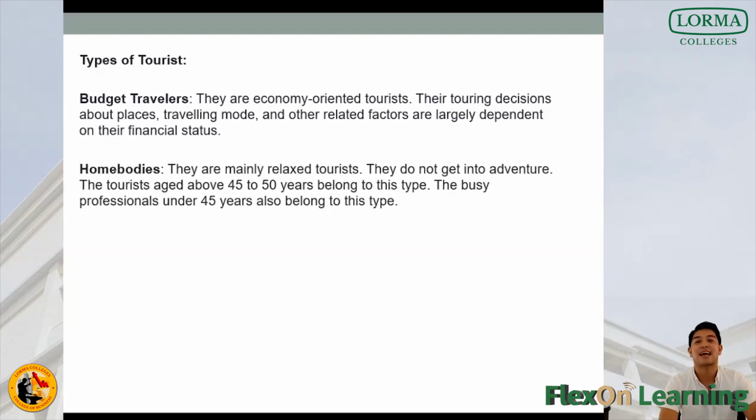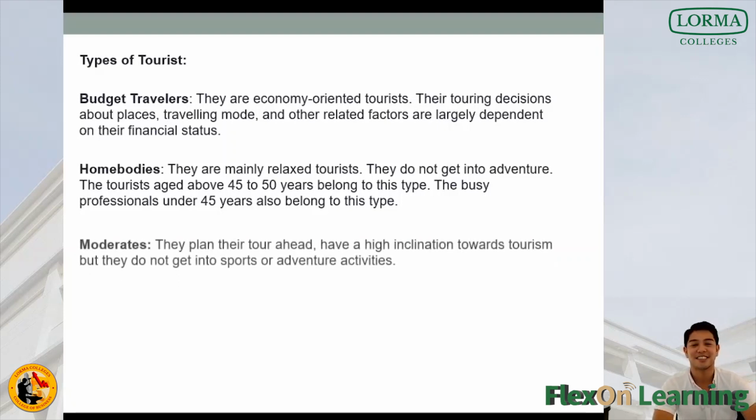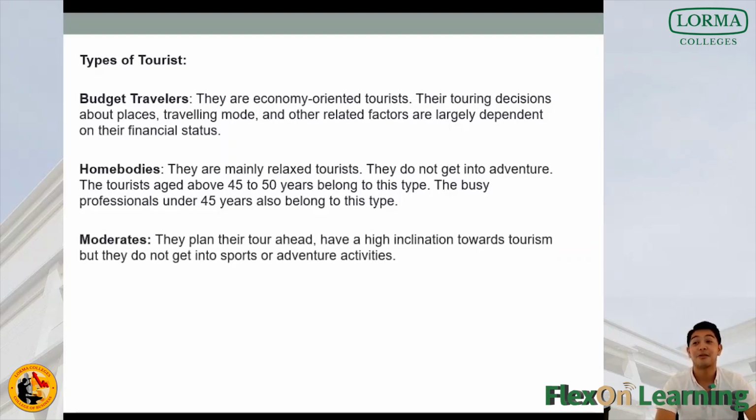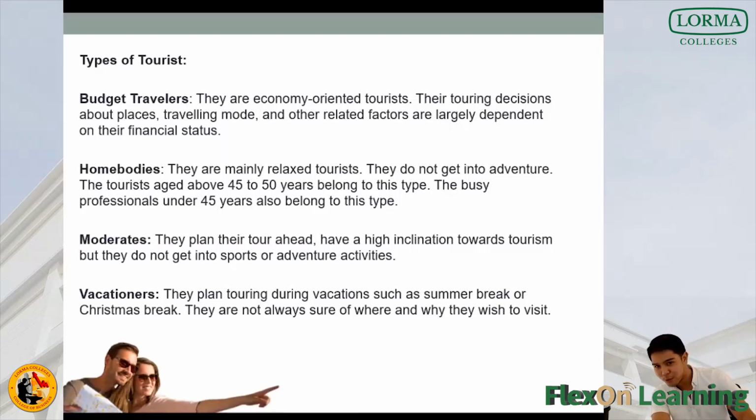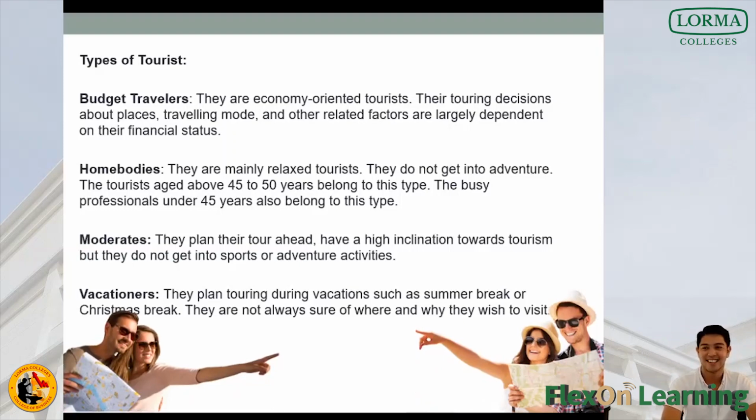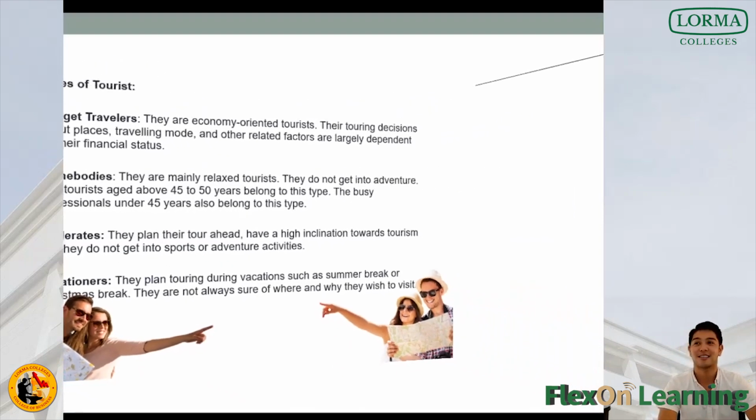They are mainly relaxed tourists. They do not get into adventure. The tourists aged about 45 to 50 years belong to this type. The busy professionals under 45 years old belong to this type. The moderates plan their tour ahead and have a high inclination towards tourism, but they do not get into sports or adventure activities. And the vacationers plan tours during vacations such as summer break or Christmas break. They're not always sure of where and why they wish to visit. So those are the types of tourists.